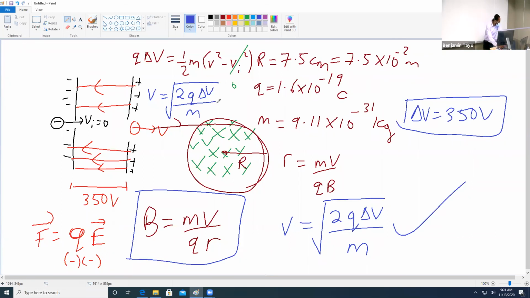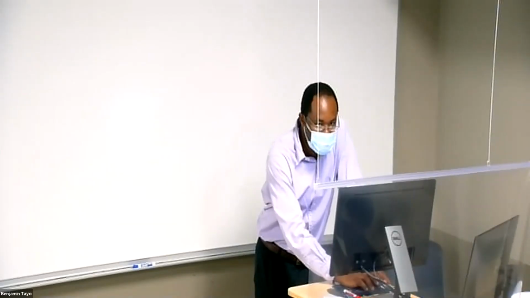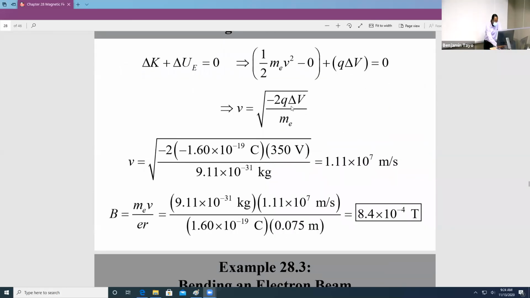Okay, so let's go back and look at the answer. So let me stop sharing here and share this screen. So let's look at the answer right here. If you do the math, first you want to calculate that velocity here. That velocity should come out to be about 1.11 times 10 to the power 7. Then using this equation here, you can calculate your B field. And if you just substitute the values, you should get the B value of about 8.4 times 10 to the negative 4.